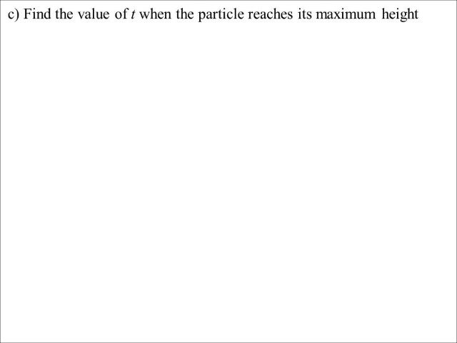Find the value of t when the particle reaches the maximum height. Well, these sort of things don't change. Maximum height is still going to be when the vertical velocity is equal to 0. So we just need to solve that.